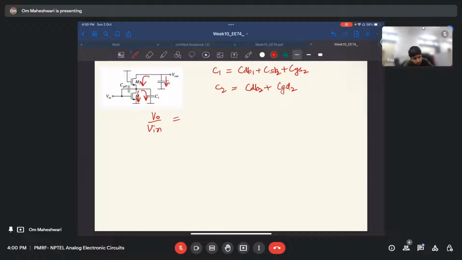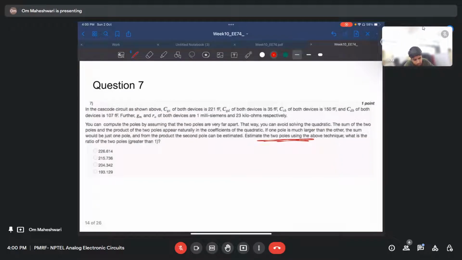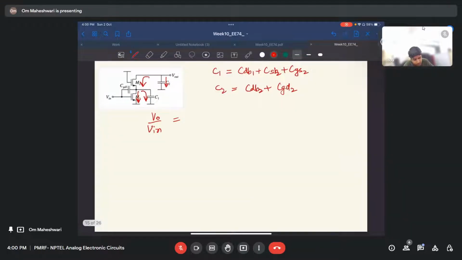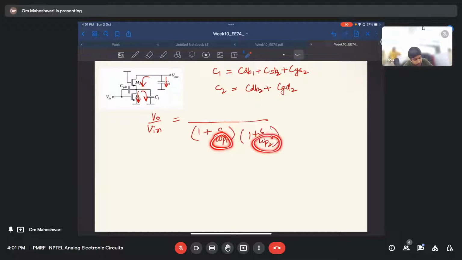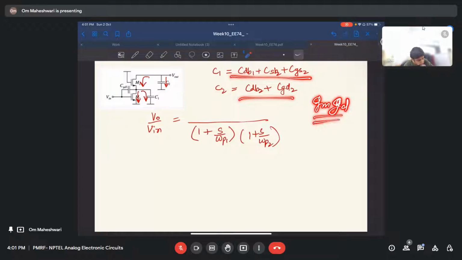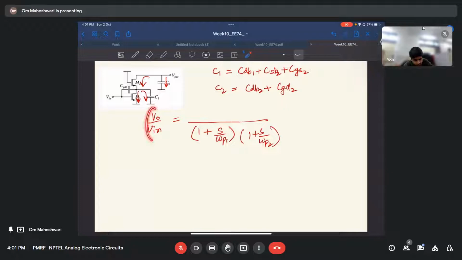If you solve it, you know that it is a two-pole system, right? They have stated that it has two poles. So the denominator will be something like 1 plus s upon omega p1, 1 plus s upon omega p2. This omega p1 and omega p2 will be in the form of R and C, a combination of these and maybe gm, gd, whatever. Anyways, you will have to solve V out by V in, then compare it with this.